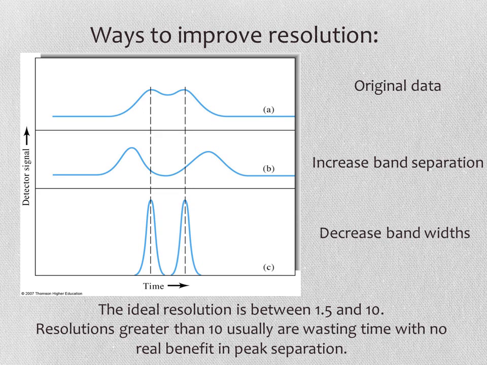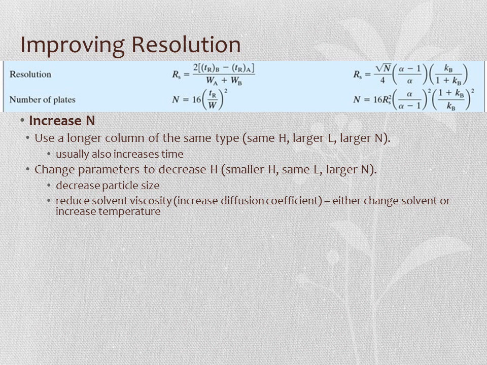Ideally, resolution should be between 1.5 and 10. If you calculated that your resolution is more than 10, you're pretty much wasting your own time. What that means is your peaks are so far apart from each other that you're just taking a lot more time with no benefit in peak separation. All right.